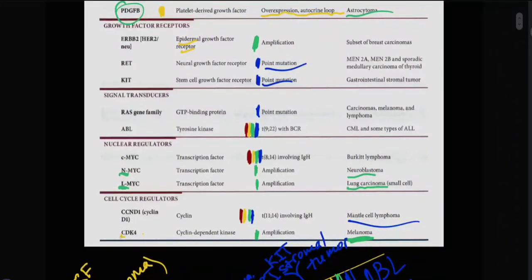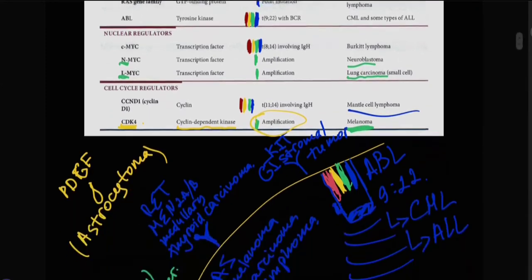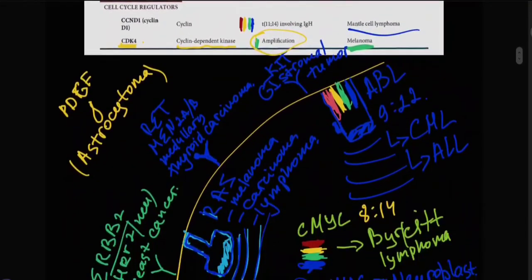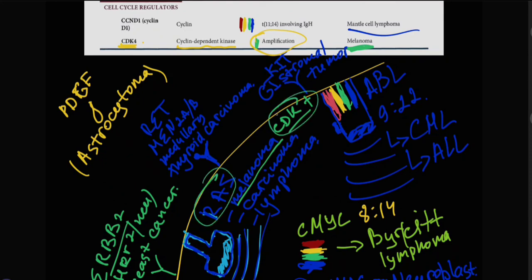And the last one, CDK4, cyclin-dependent kinase. It's made by amplification. We can add it here. Amplification, melanoma also. CDK plus amplification and point mutation, RAS and CDK. That's all.